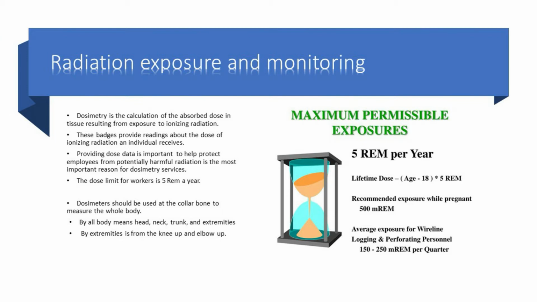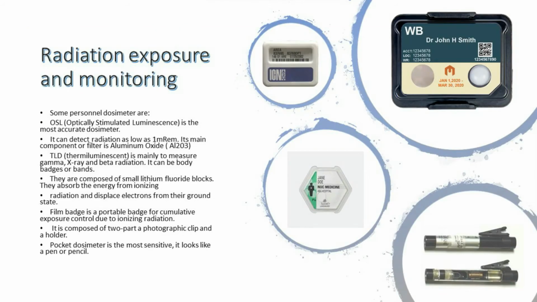These badges provide readings about the dose of ionizing radiation an individual receives. Among personal dosimeters, optically stimulated luminescence is the most accurate. It can detect radiation as low as 1 milligram. Its main component or filter is aluminum oxide.